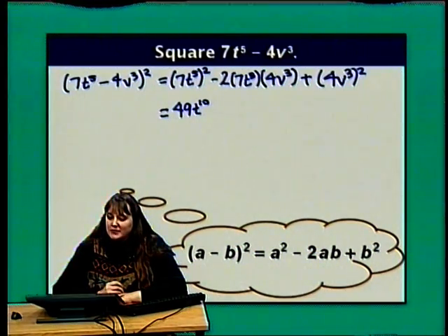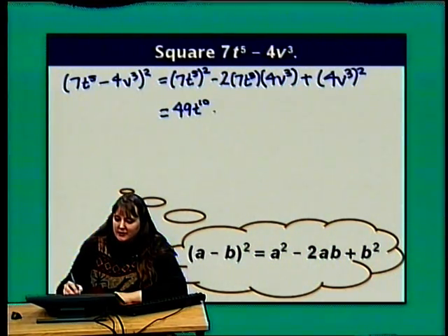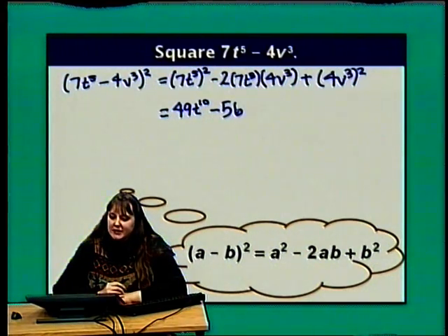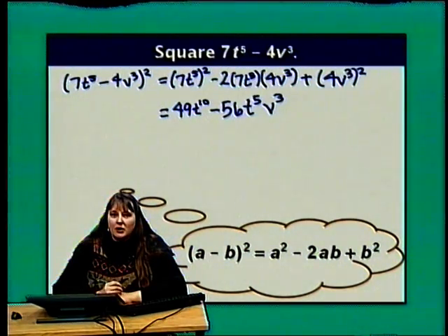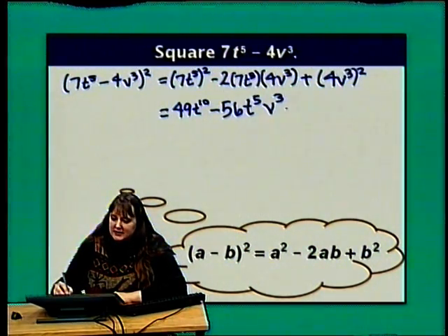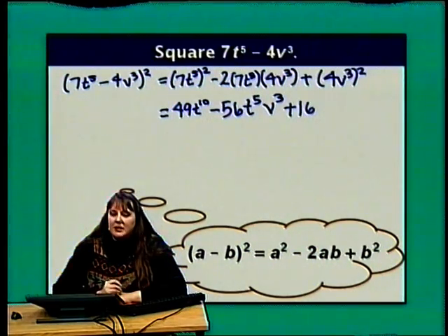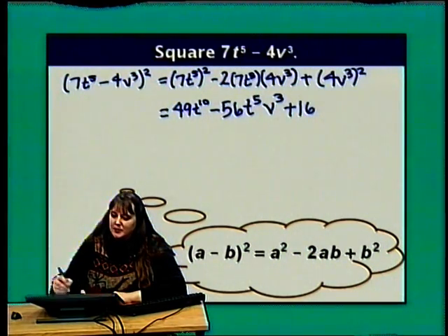Negative 2 times 7 times 4 is negative 56. So my second term has a coefficient of negative 56. And I have t to the 5th, v cubed. Plus 4 squared is 16. V cubed squared, multiplying the exponents, is v to the 6th.